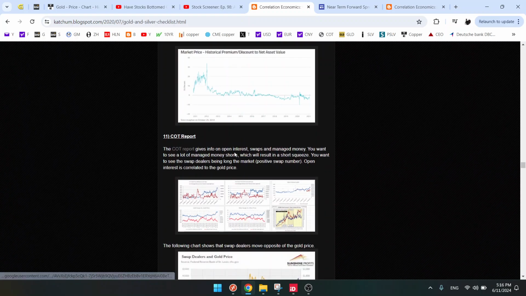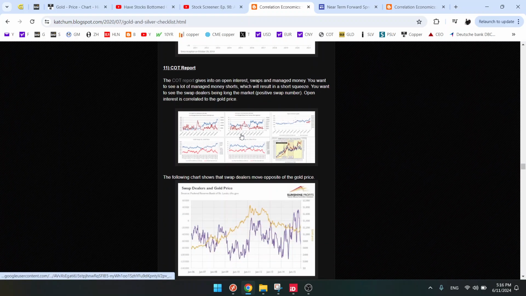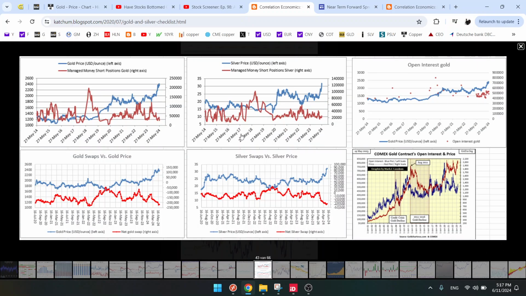And gold premiums as well. COT reports, also a short-term indicator. You can look at this every week, and this will tell you if we are topping out or bottoming out by just looking at this red chart and looking at the average. You know that we are currently overvalued.